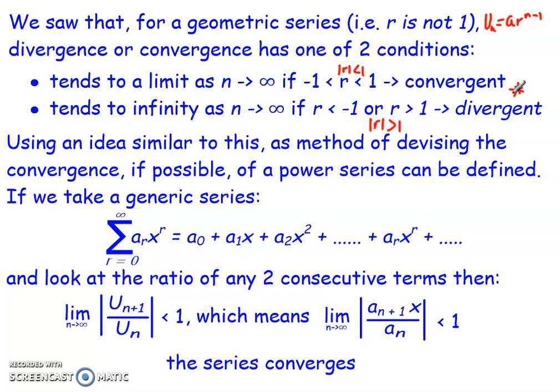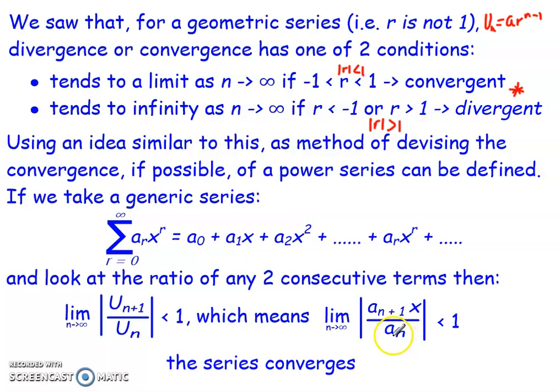Now let's imagine we take a generic series that we write out in this format. So the sum from r equals 0 to infinity of ar x to the r, that's equal to a0 plus a1x plus a2x squared, continuing on with a generic term being ar x to the r, as we mentioned before. Now, similarly to a geometric series, if we look at the ratio of any two consecutive terms, we were able to get our common ratio. We can do that again here. So if we look at the ratio of two consecutive terms, un plus 1 over un, that would give me something in the format here, an plus 1 x over an.